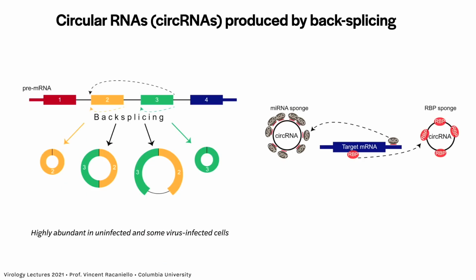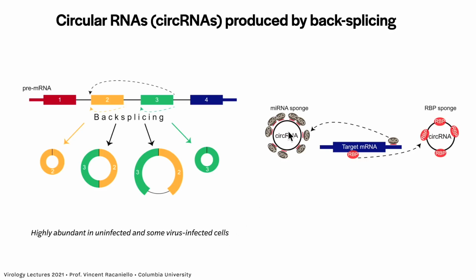And then we have circular RNAs. These are made by an interesting process called backsplicing. Right? So normally, if there's an intron in a gene, you splice in a 5' to 3' direction. But here, you go in a 3' to 5' direction, and that gives you a circle. So a circle made of exons 2 and 3, for example, gets made. These are very abundant in uninfected cells, but also in some virus-infected cells.